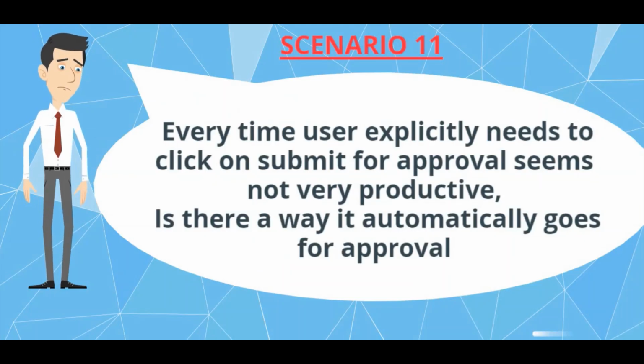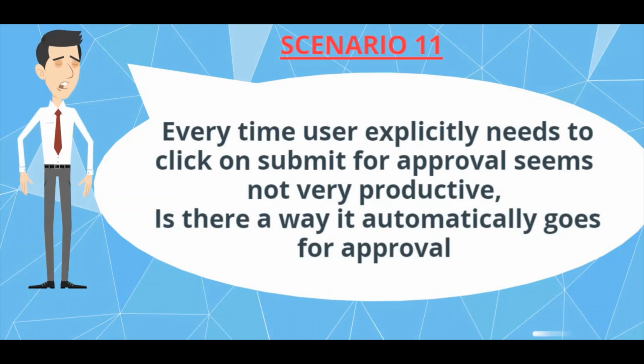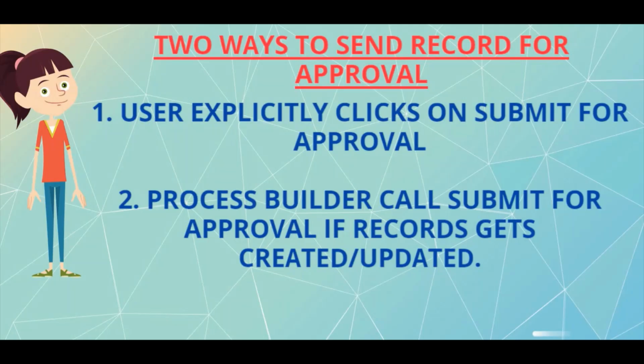Scenario 11. Every time the user needs to explicitly click on submit for approval. Seems to be not very productive. Is there a way it automatically goes for approval? Yes, there is. There are two ways to submit our record for approval. One, the user explicitly clicks on the submit for approval button. That's what we are doing so far.